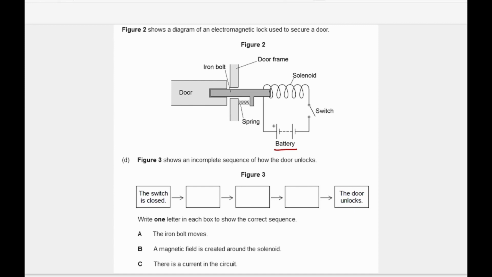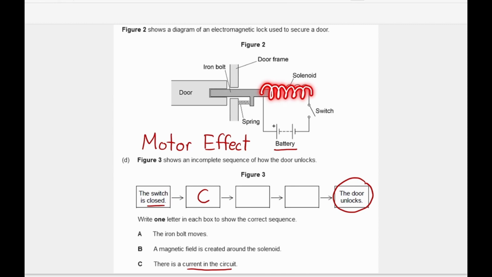When a current is used to generate physical motion, that indicates that the motor effect is in action. When the switch is closed, a current can flow through the complete circuit. This current then passes through the solenoid and generates a magnetic field. This is similar to how, in a straight current-carrying conductor, a circular magnetic field is created around it.